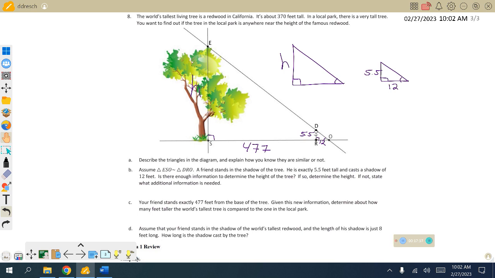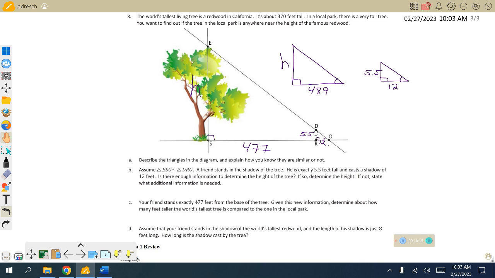What's that? 489. That's the one, that's the tricky one. I got my first R2. That 477 says it's from the base of the tree to your friend. But that triangle goes a little bit past that to O with that extra 12 feet. So we need to take that 477 plus that to take me to 489. Yep, so ever so slightly there, but we gotta go that 12 feet. There's my triangle. Setting up now is easy.